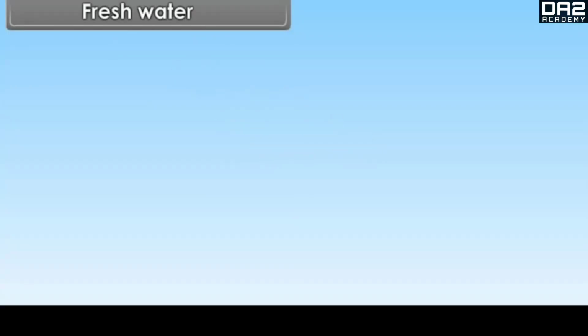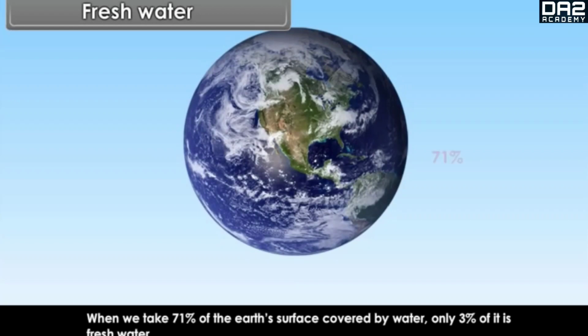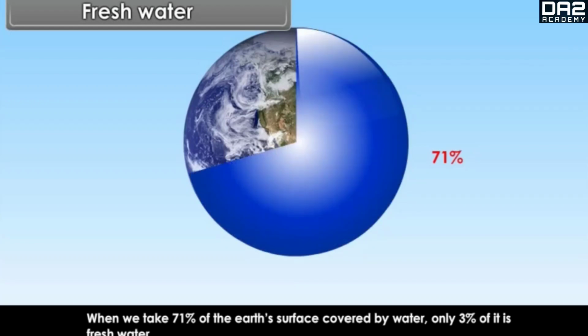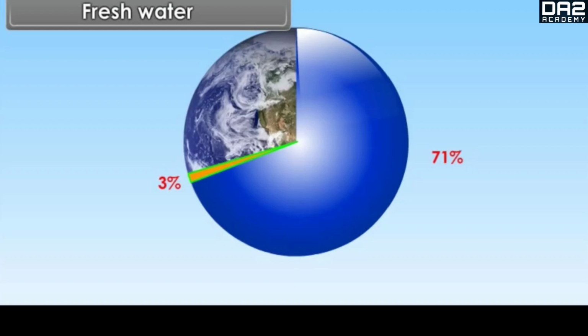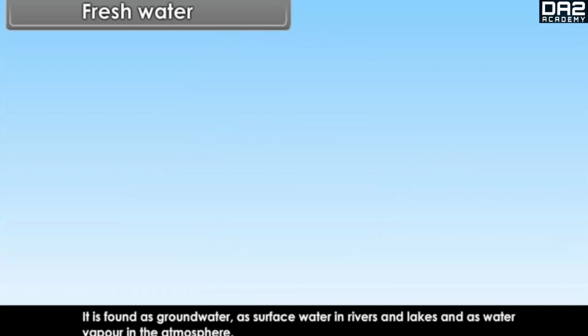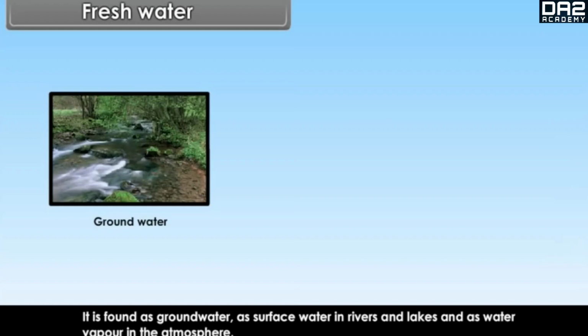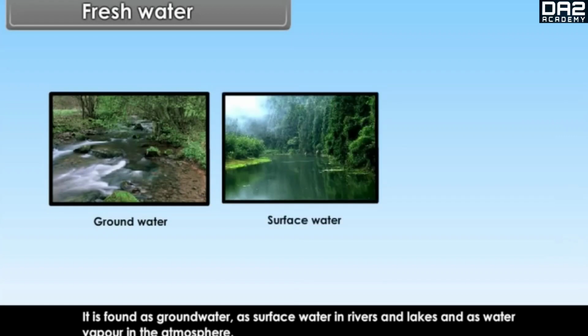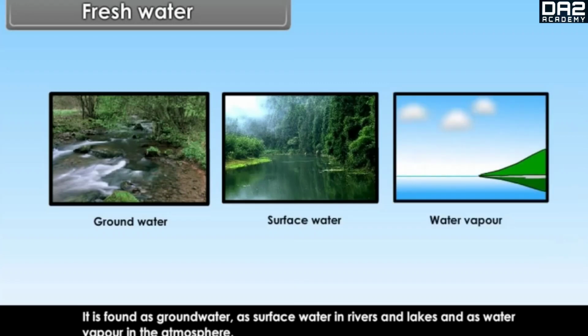Fresh water. Of the 71% of the Earth's surface which is covered by water, only 3% of it is fresh water. Fresh water is easily available and is suitable for human use. It is found as groundwater, as surface water in rivers and lakes, and as water vapor in the atmosphere.